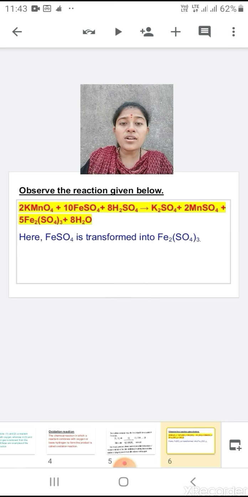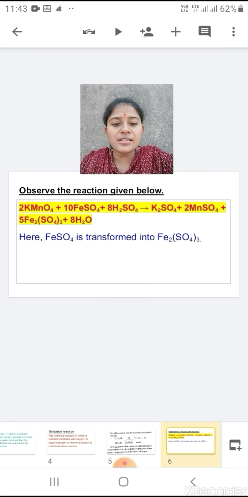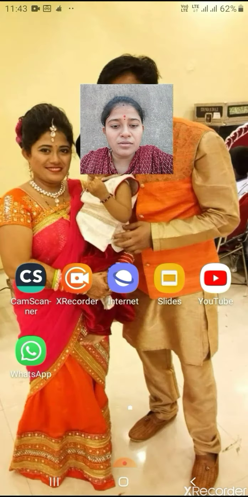Okay, now for understanding this part, I want you all to take out your 9th standard textbook. Okay, take out your 9th standard textbook, students, and chapter number 4 if possible.